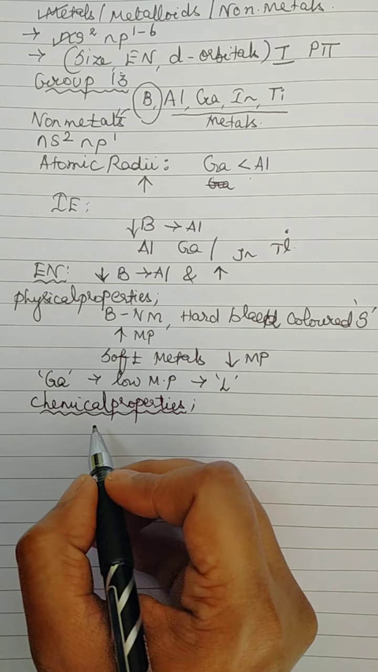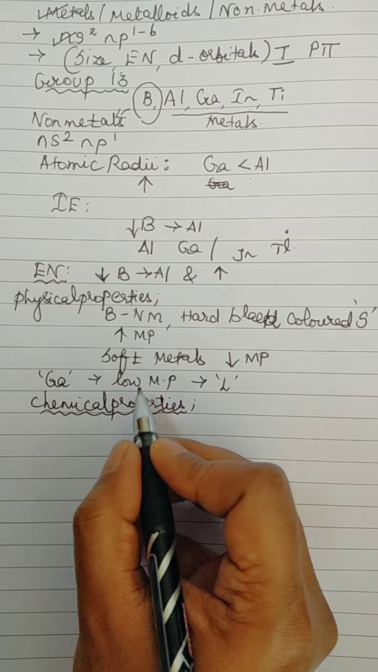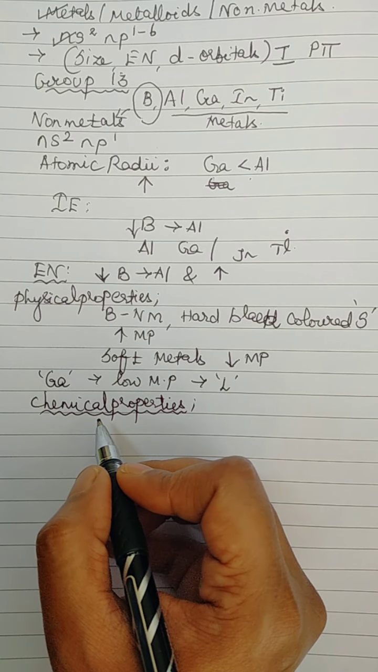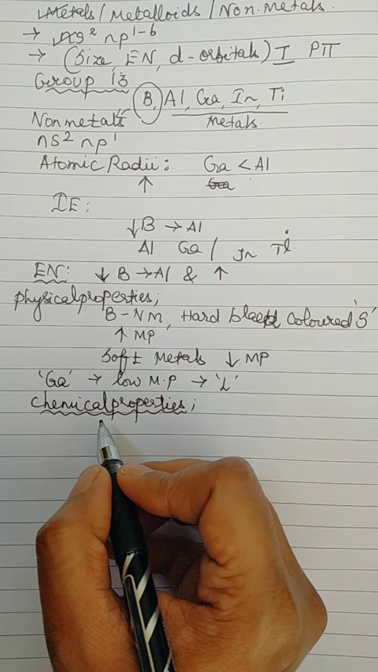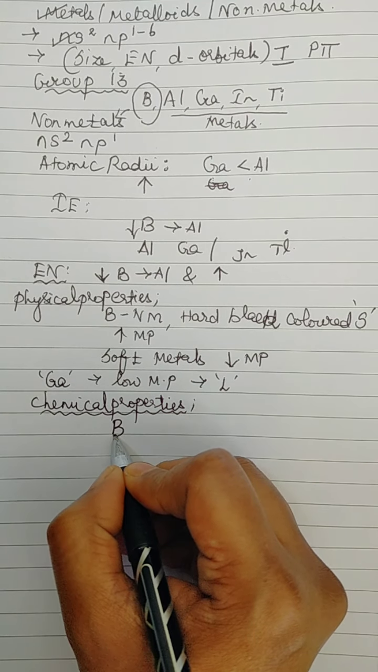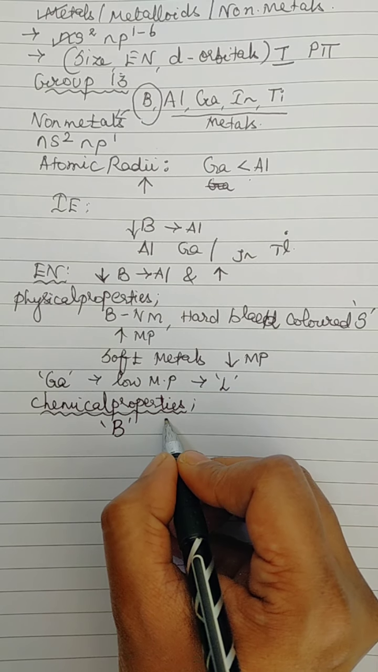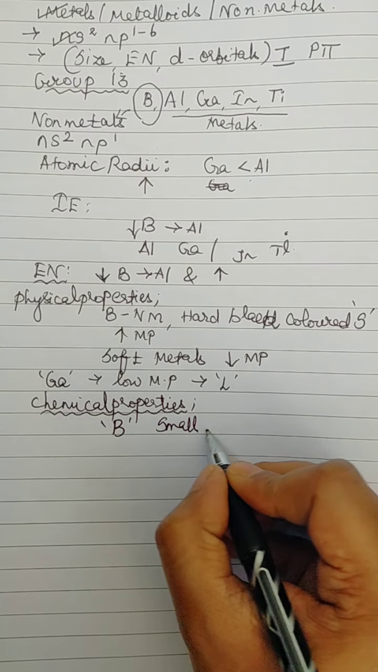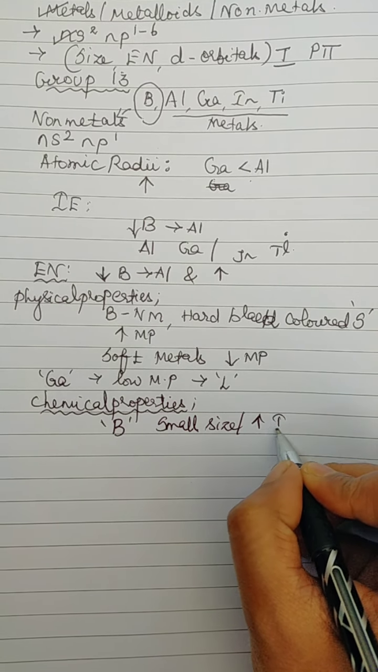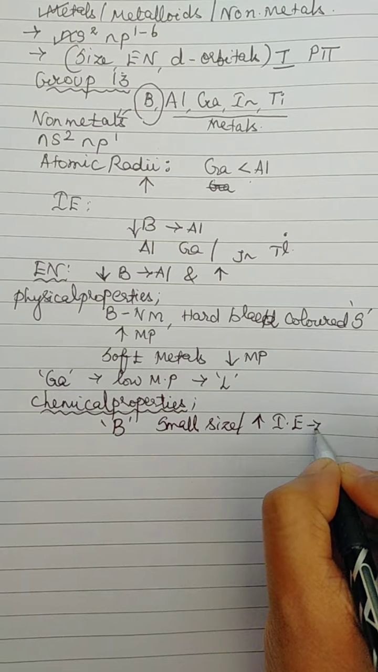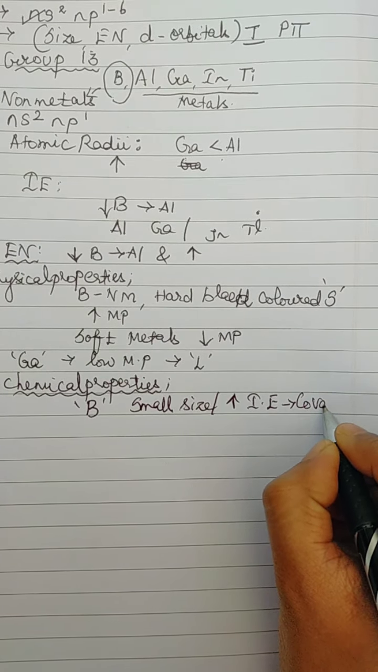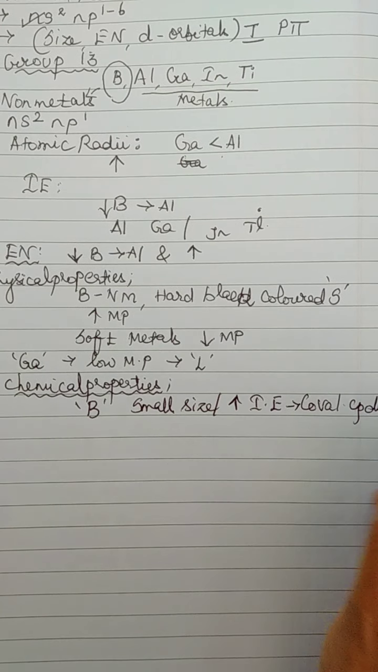Now, due to the small size of boron, we know that the sum of ionization enthalpy is very high. This prevents it from forming plus 3 ions and forces it to form covalent compounds. So boron's small atomic size and increased ionization enthalpy make it form covalent compounds.